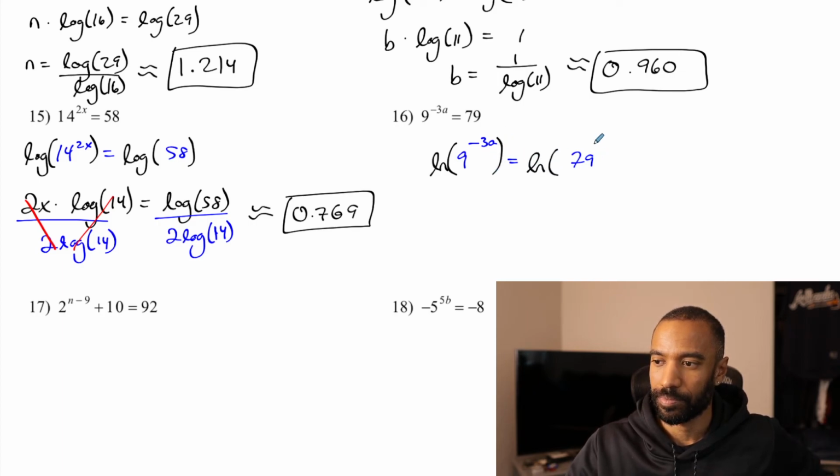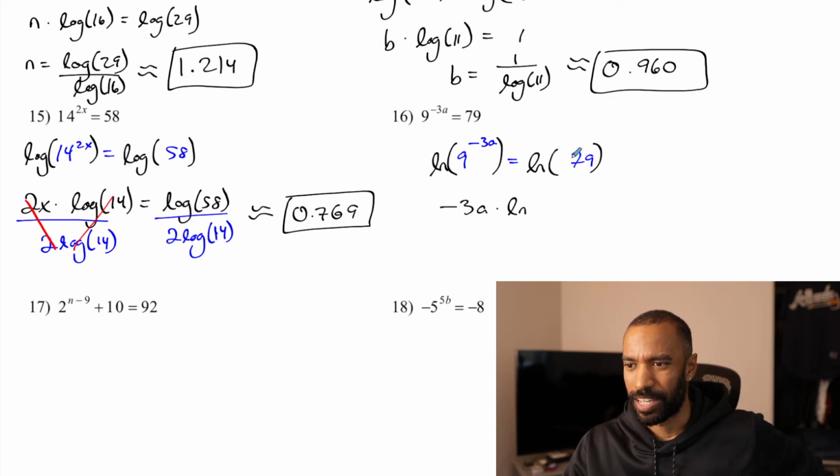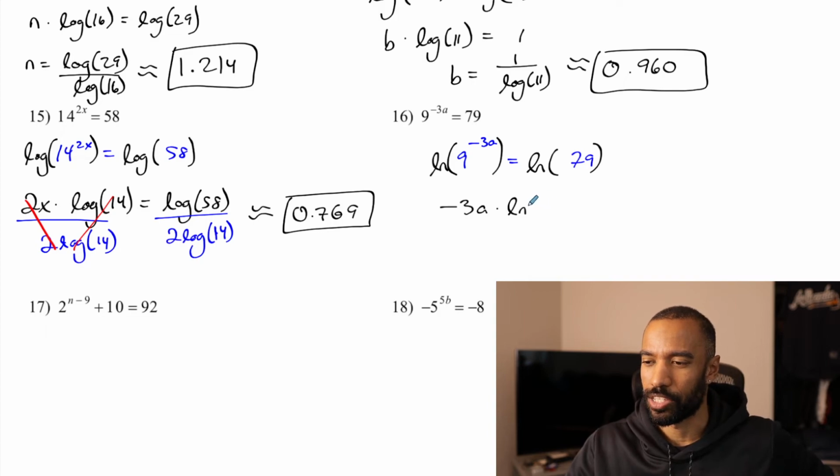So that's negative 3a times natural log of... sorry, I was looking at something else. What did I want to look at? I want to look at how a change of base would look. That's fine. Negative 3a times natural log of 9 equals natural log of 79.